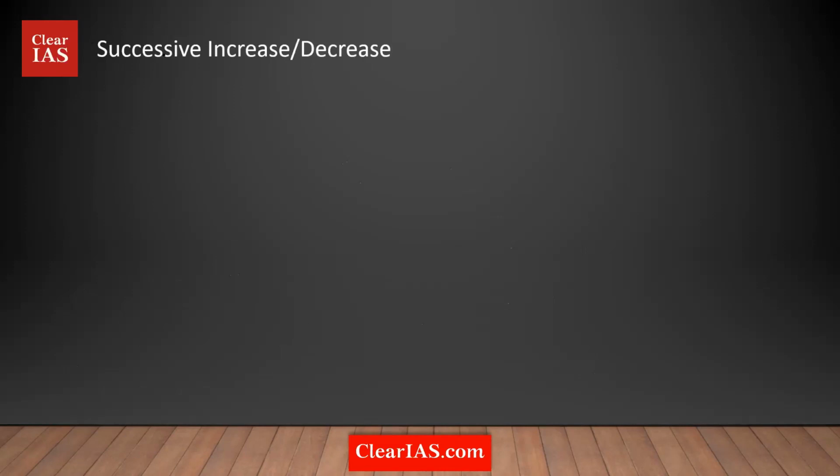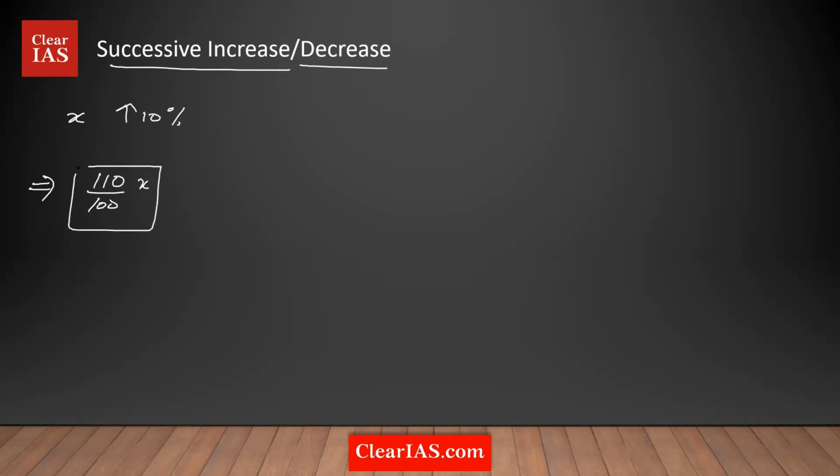Okay. So the next important topic here is successive increase and decrease. In the previous case, what we discussed was a percentage increase of 10%, or a decrease of 10 or 20%, only one time. Successive means it increased or decreased more than once, one after another, right? Let's say, as an example, X is increased by 10%. I know that when X is increased by 10%, it becomes 110% of X. All of you agree, right? When X is increased by 10%, it becomes 110% of X, or 110 by 100 of X. Clear? So this is the value in hand.